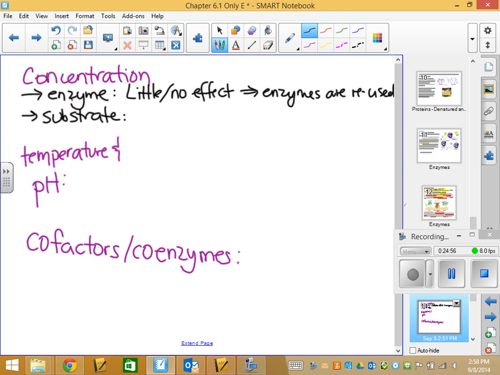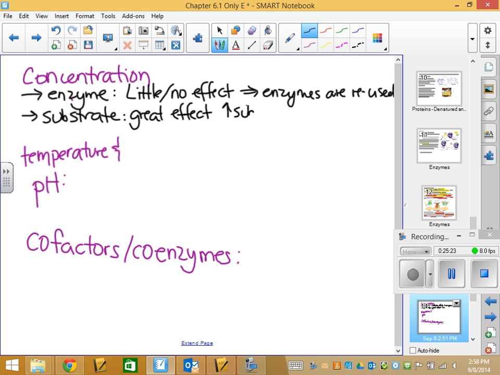Now, what about the concentration of the substrate? Well, the substrate does not get used over and over again. Every time the substrate comes into contact with the enzyme, a reaction is happening. It could be anabolism or catabolism, one of the two types of metabolism. But the substrate concentration will have a great effect.